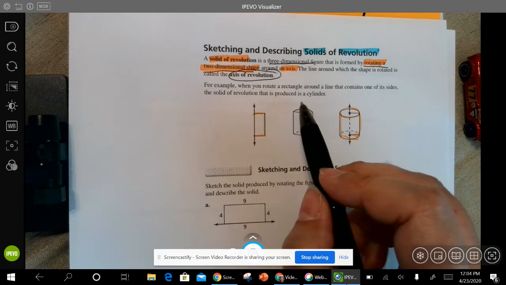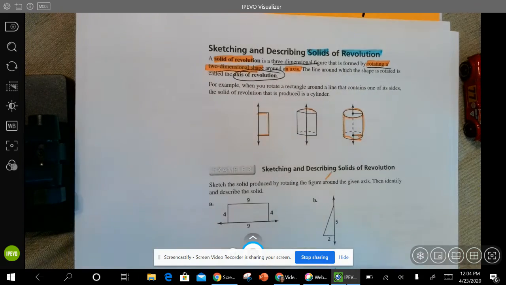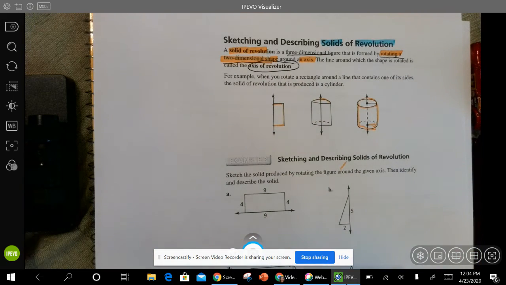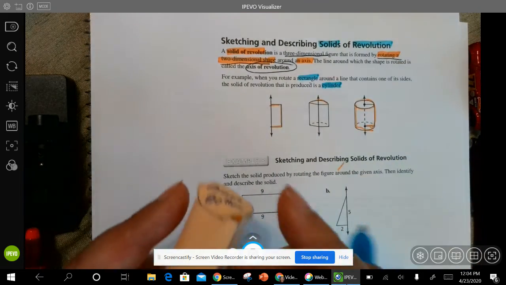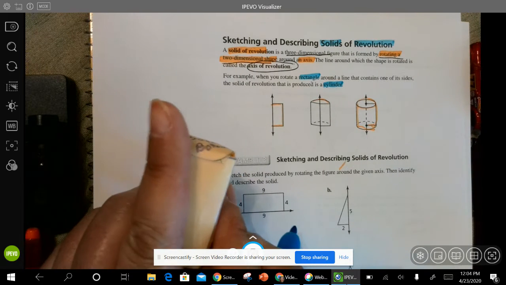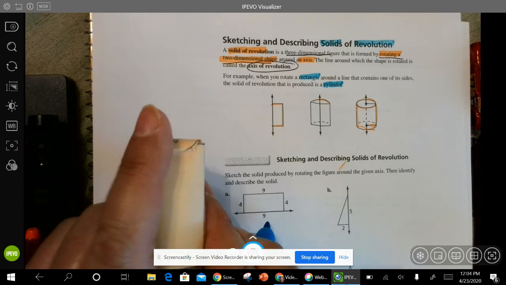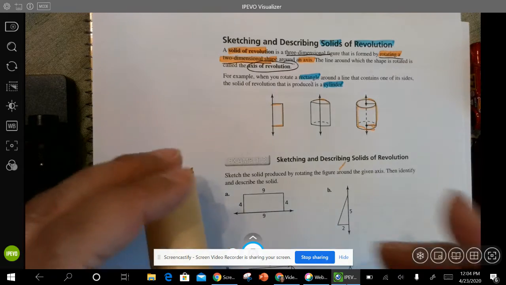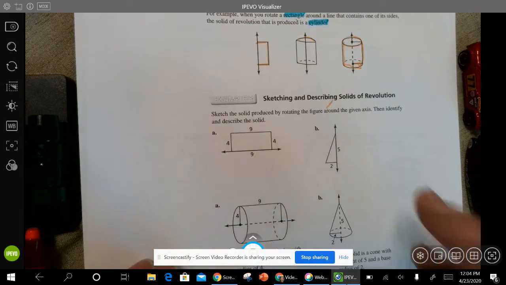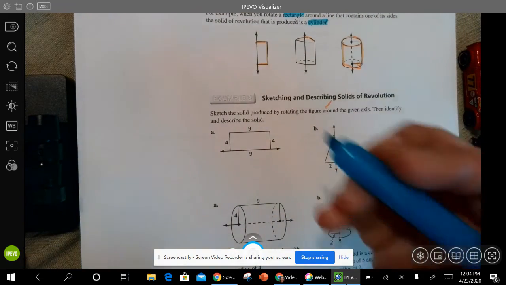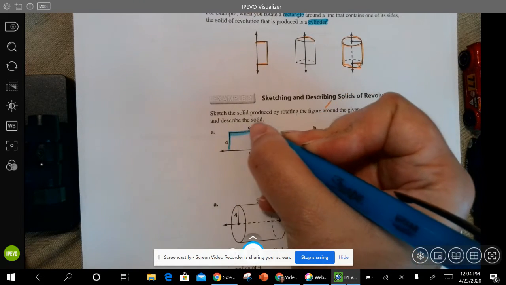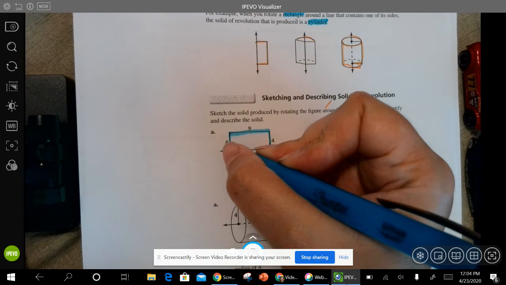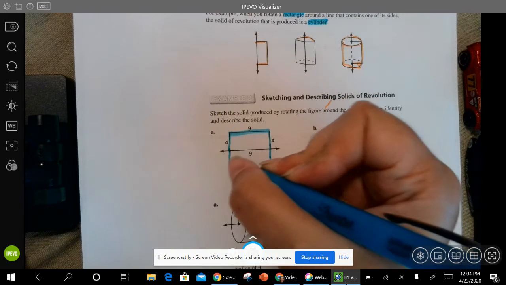For example, when you rotate a rectangle around the line that contains one of its sides, the solid of revolution produced is a cylinder. So if we have a rectangle, everybody can think about it like we're looking at just two dimensions of a cylinder, and then I'm rotating it around. It says sketching and describing the solids of revolution. So I'm going to rotate it around. I do that, everybody.